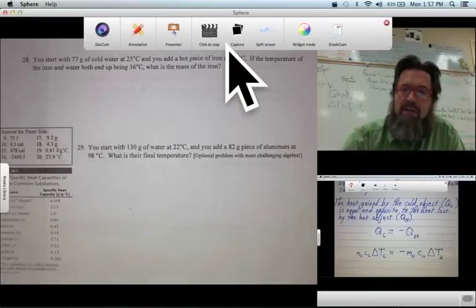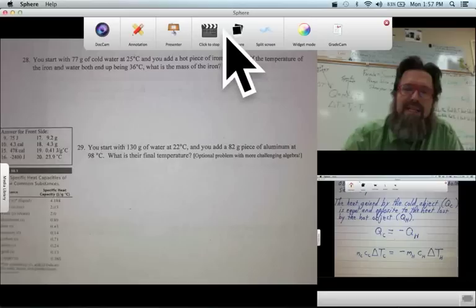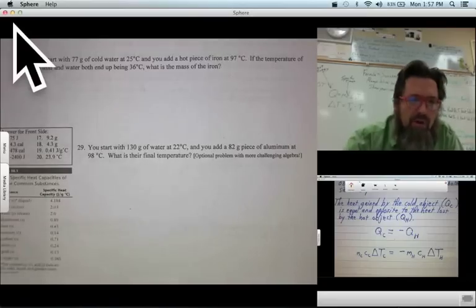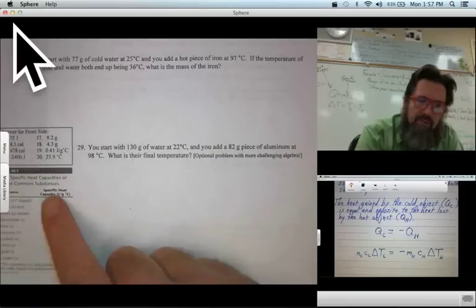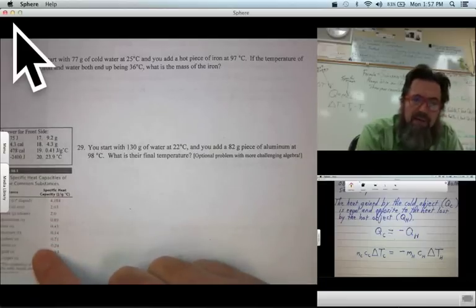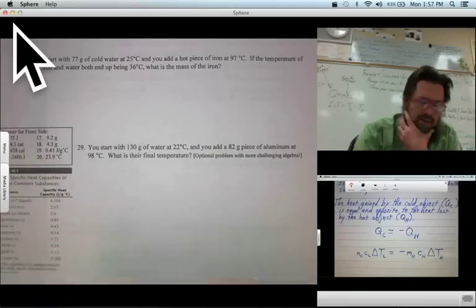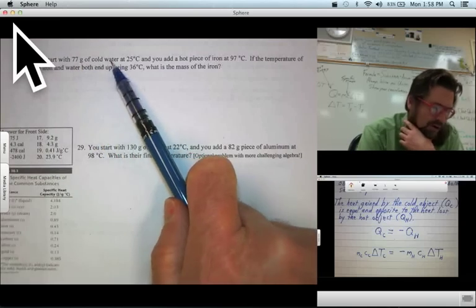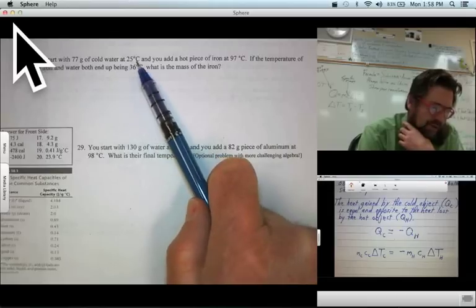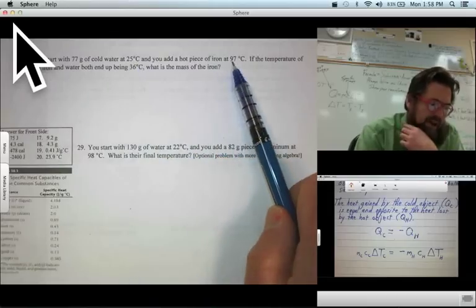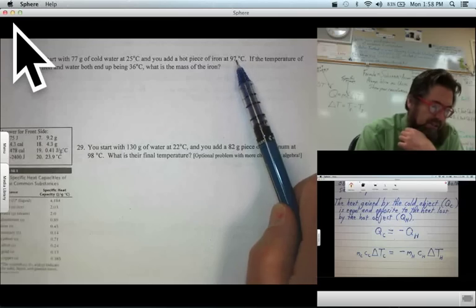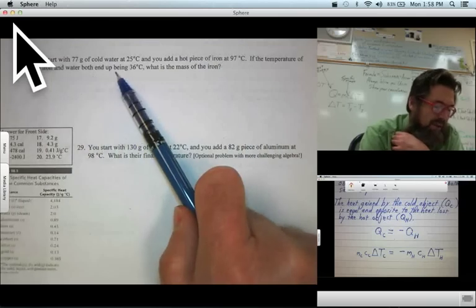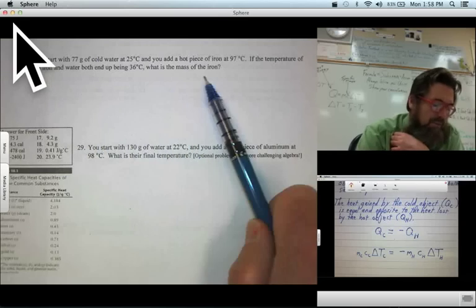Today we're doing heat worksheet question 28, and we have at our disposal the table of specific heat capacities. Let's read the question. You start with 77 grams of cold water at 25 degrees C. You add a hot piece of iron at 97 degrees C. So we put the two of them together. If the temperature of iron and water both end up being 36 degrees C, what's the mass of the iron?